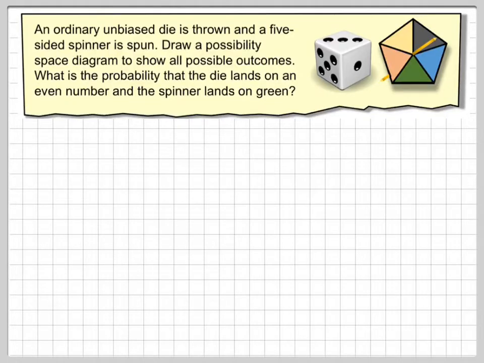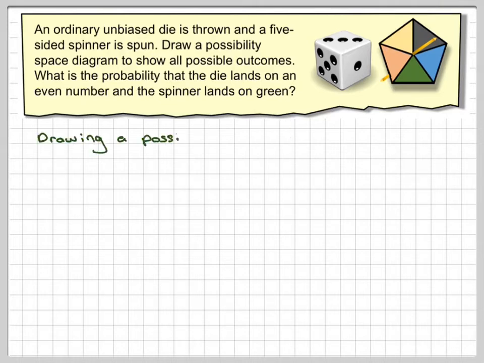Okay, in this video we're going to look at some of the rules of combination of events for probability. It says an ordinary unbiased die is thrown and a five-sided spinner is spun. Draw a possibility space diagram to show all the possible outcomes. What is the probability that the die lands on an even number and the spinner lands on green?